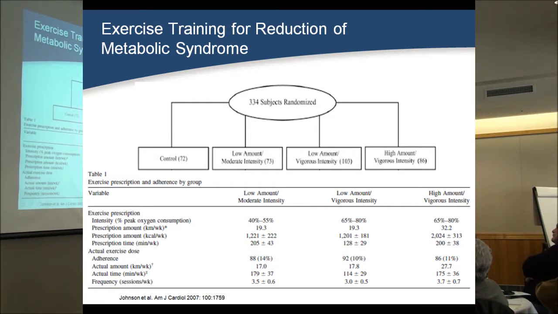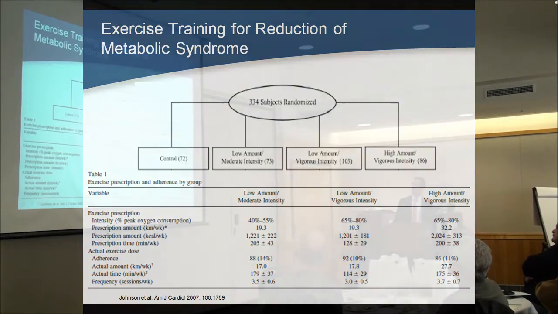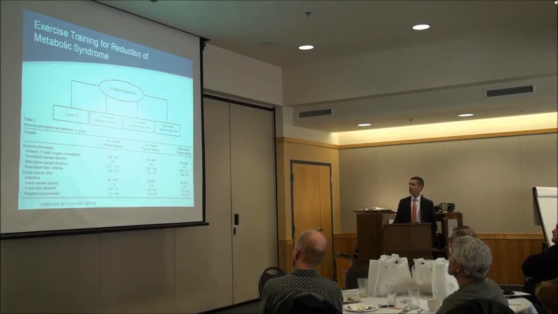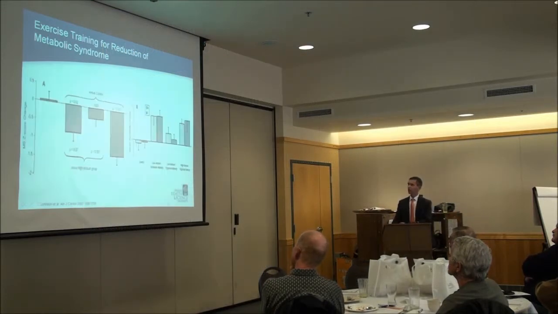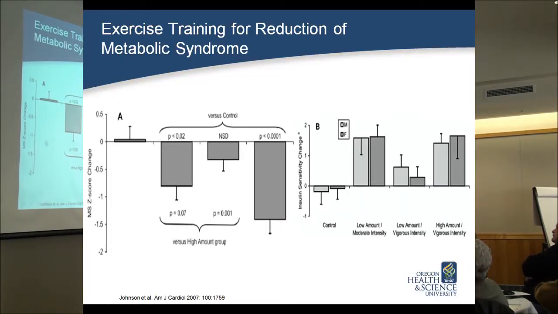So even in this group, they were burning between the low amount moderate and the low amount vigorous intensity exercise, the same amount of calories per week. This group, though, was moderate exercise. They exercised more amounts. These people exercised less amount but more intense. And then they followed them compared to this group.